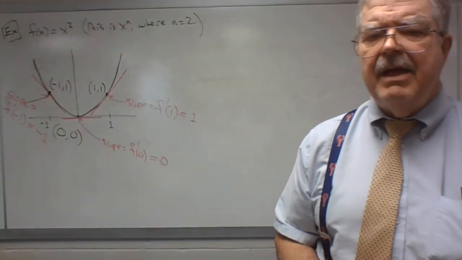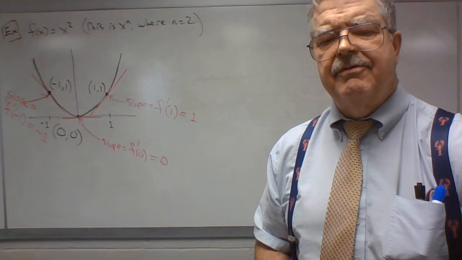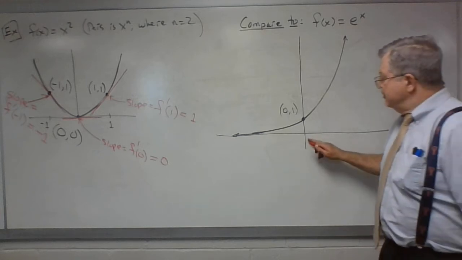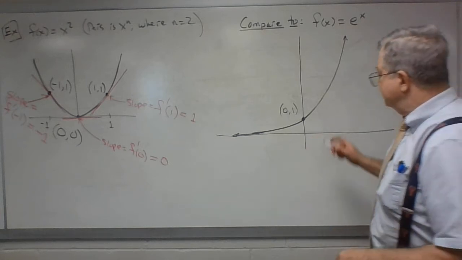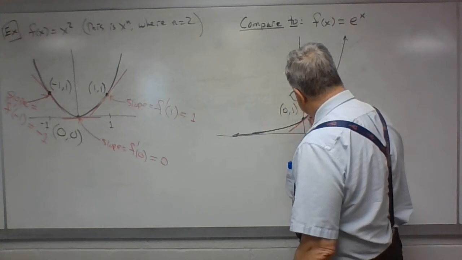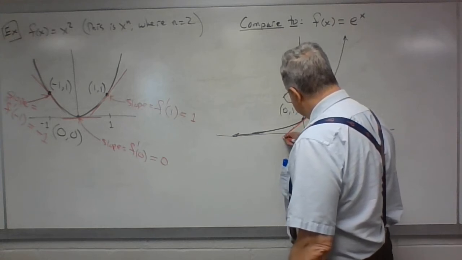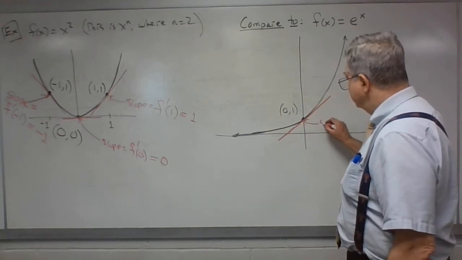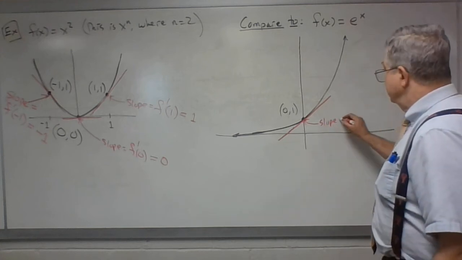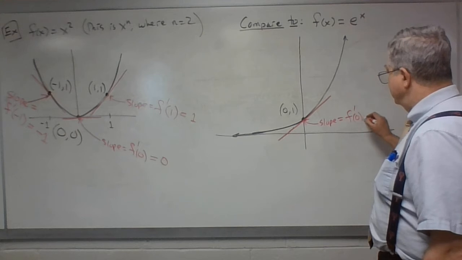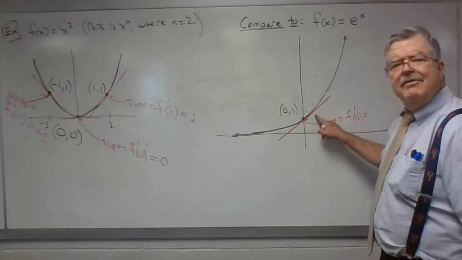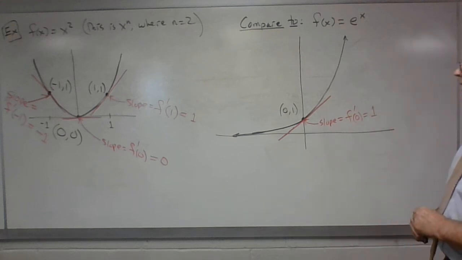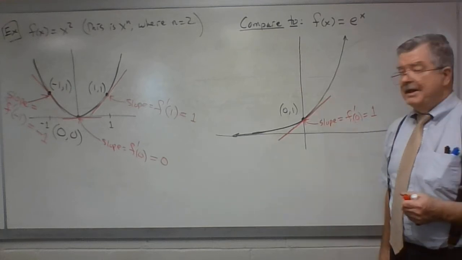Now let's compare that with another function, an exponential function. Let's pick a few points in this graph and look at the tangents. At x equals 0, the slope is equal to f prime of 0. And this is about a 45-degree angle, so the slope is going to be 1. Well, we can see differences already.